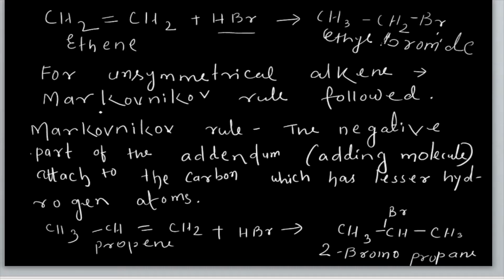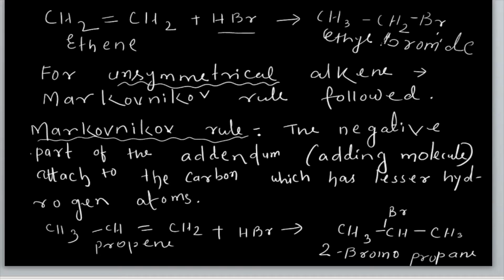But if it is an unsymmetrical alkene, I told what is an unsymmetrical alkene? That means the carbons and hydrogens present on the double bond are not the same on both sides of the double bond. Then the main rule, the Markovnikov rule, is followed. Then what is Markovnikov's rule? Markovnikov's rule is very important for the addition reaction of alkene and alkyne.